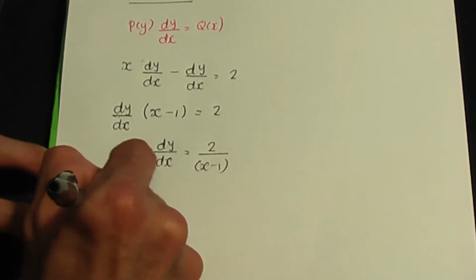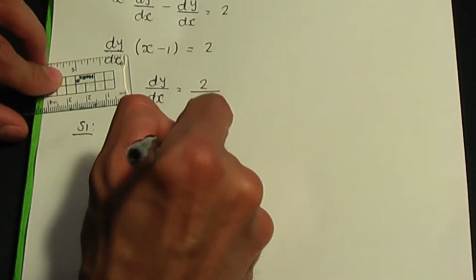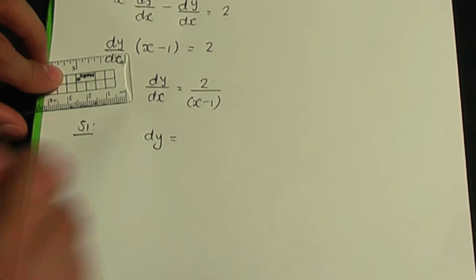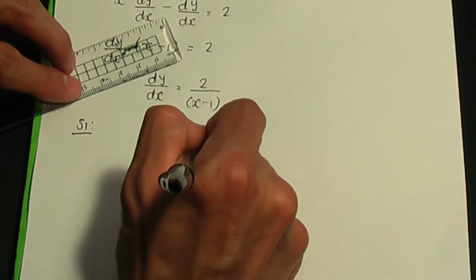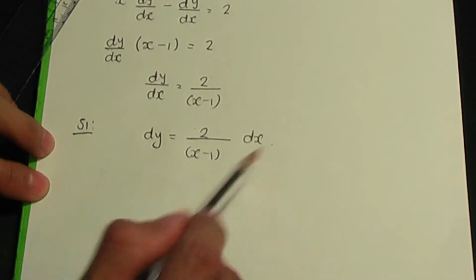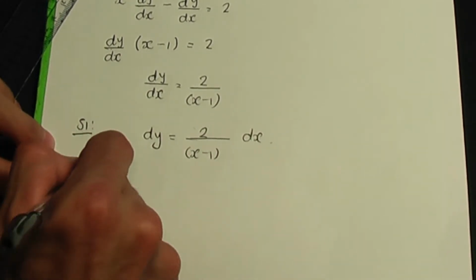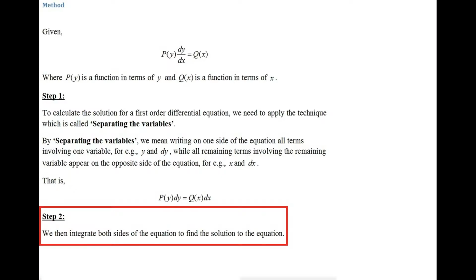So here is step number 1. Remember, in the screenshots, the y and dy terms appear on one side, and the x and dx terms appear on the opposite side. So I'm going to keep the dy on the left hand side, and I'm going to take this dx term to the right to give me 2 over x minus 1 dx. Step 1 is complete. The next and final step is step number 2. Remember on that screenshot, integrate both sides.